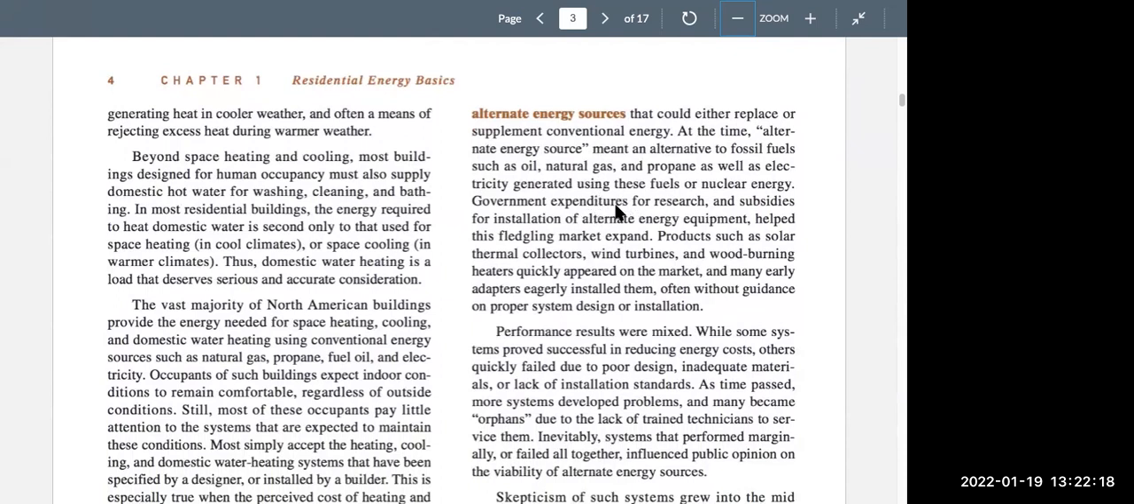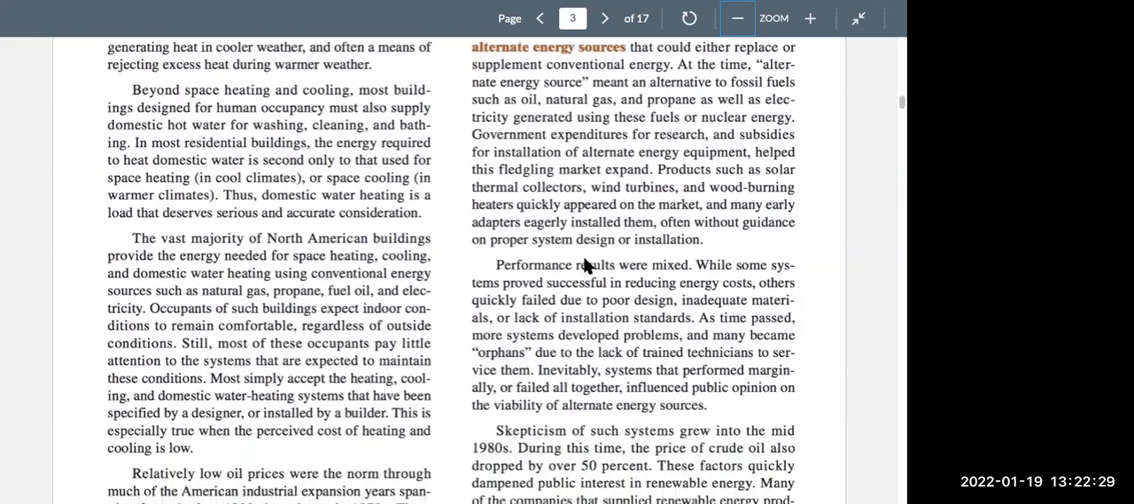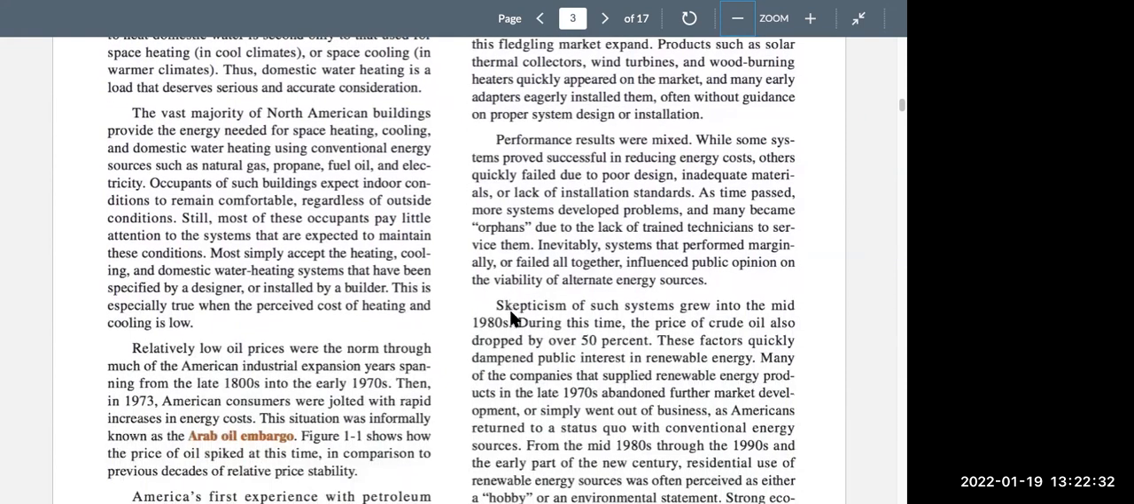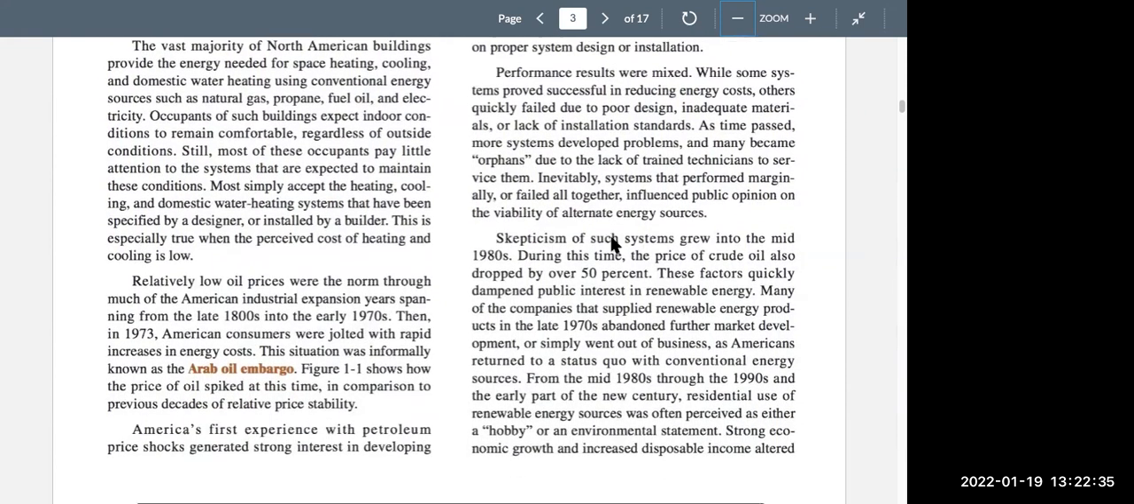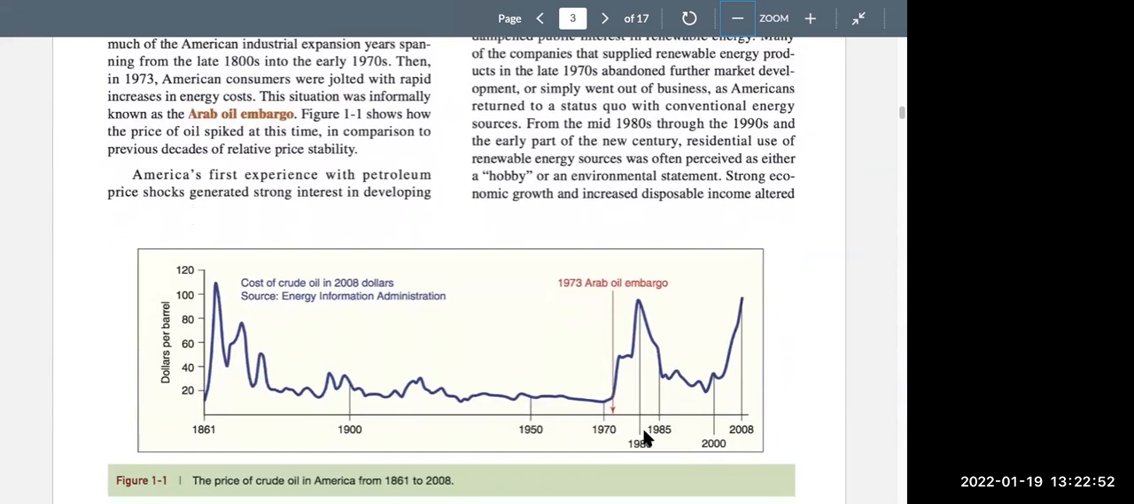But what it did do is it did bring in the interest into renewables. And then we saw that interest quickly disappear when we saw the 80s. So he runs down here into the 80s and he talks about skepticism of renewables, and it was considered, long story short, a hobby in the 80s. And then we enter into the modern age where we have better systems, and also the price of oil.